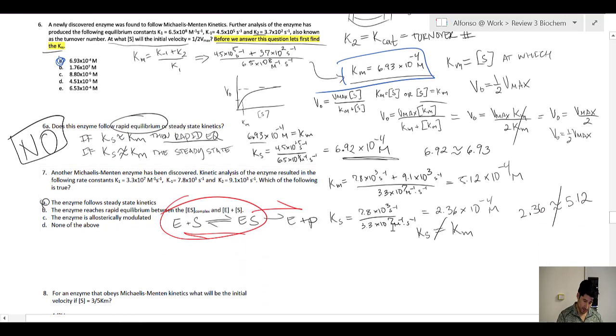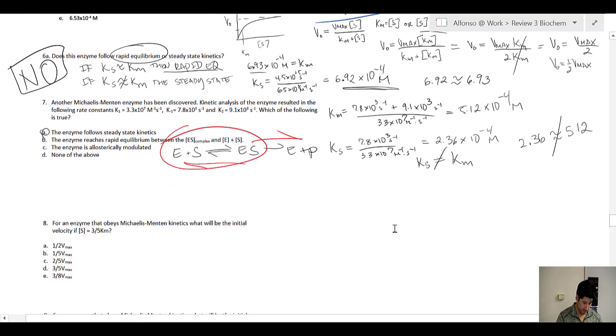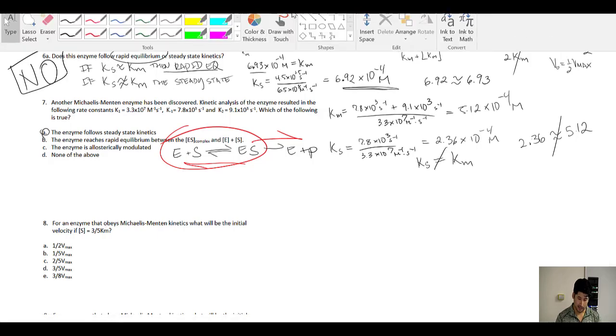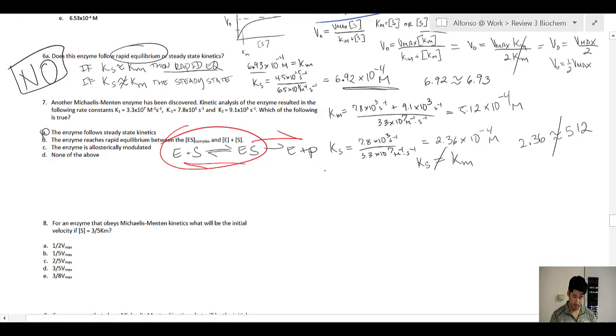Okay, so the answer for number 7 is A. For number 8, for an enzyme that obeys Michaelis-Menten kinetics, what will be the initial velocity if the substrate concentration is 3/5 of your Km? Let's find this out. These questions are very close to what your exam may look like. So let's pull out the Michaelis-Menten equation.